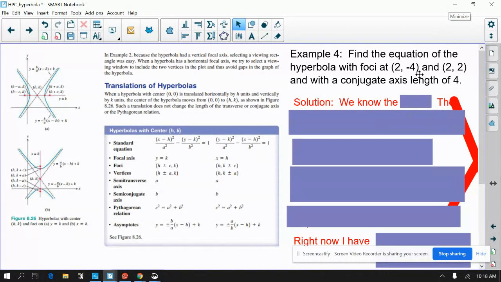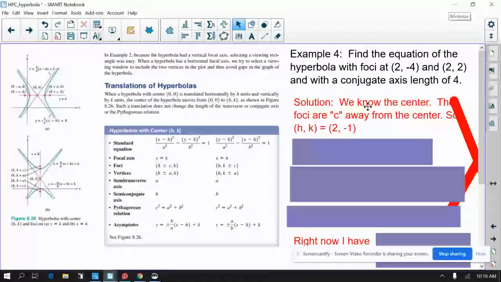And the center is always c away from each focus. Or you could also say the foci are c away from the center. So what is the ordered pair that's right in between these two? It definitely has an x value of 2, but what's the y value? What y value is between -4 and 2? It is -1. So the center is (2, -1).